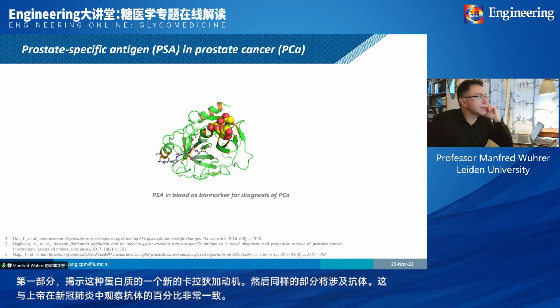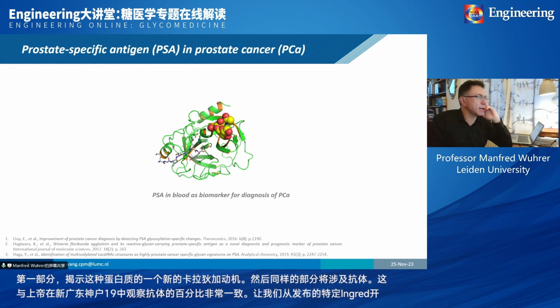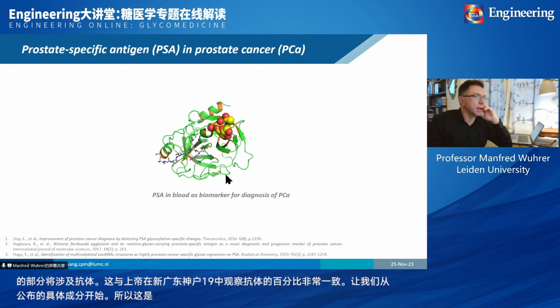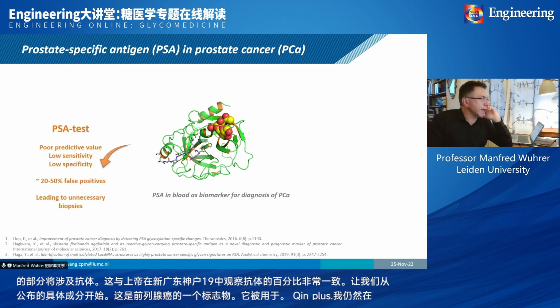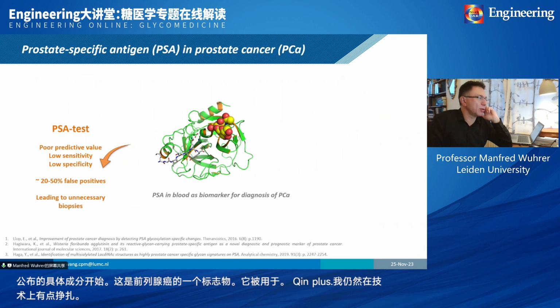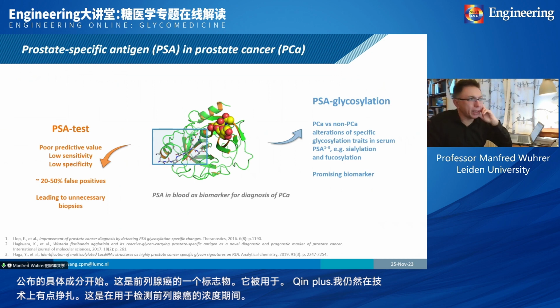Good. And let's start with prostate-specific antigen. This is a marker in prostate cancer. The PSA test, measuring the concentration of prostate-specific antigen, is used for detecting prostate cancer. Now, there are ample indications that the glycosylation of PSA may also be relevant for detecting prostate cancer early on.